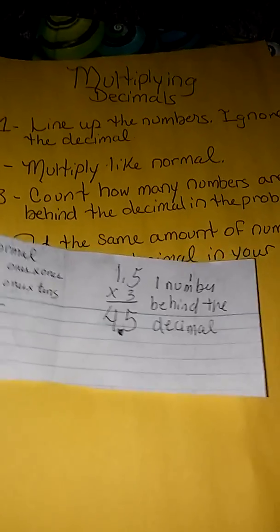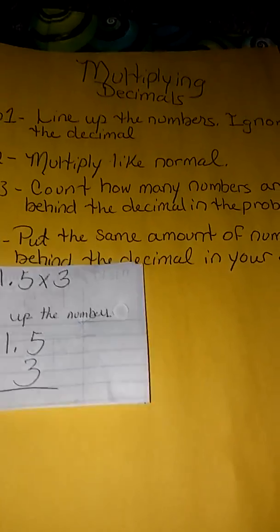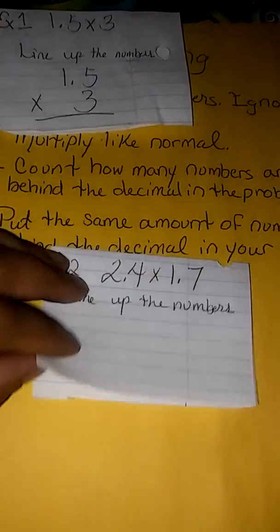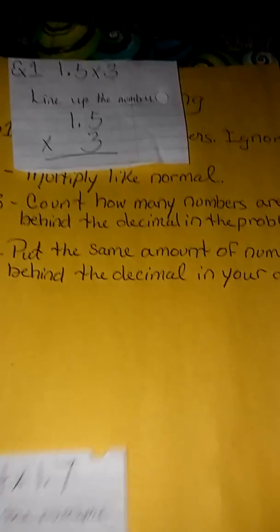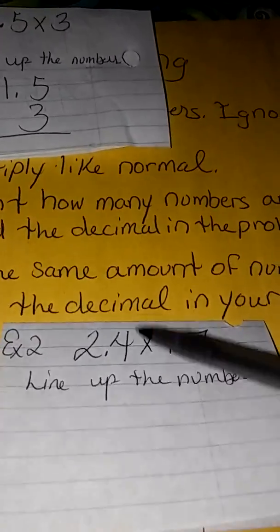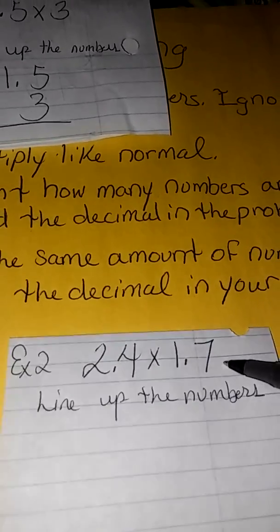All right, so let's do example 2. We're going to glue this down here, but after we finish. So example 2, I don't know why I did this one. I was trying to do this one at the bottom. I guess I can still do that. It is 2 and 4/10 times 1 and 7/10.